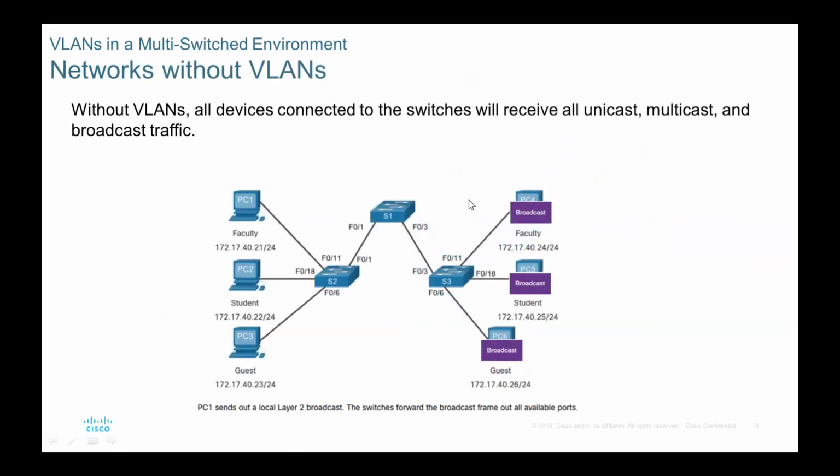So if a network without VLAN is sending broadcast traffic, suppose PC1 is sending a broadcast traffic, which machines will receive it? All of them will receive. PC2 will receive, PC3 will receive, and this switch will forward the broadcast traffic. Then S1 will forward it to S3, S3 will send it to all of them. So all the machines will receive the broadcast traffic.